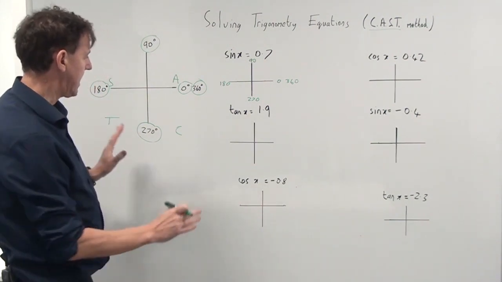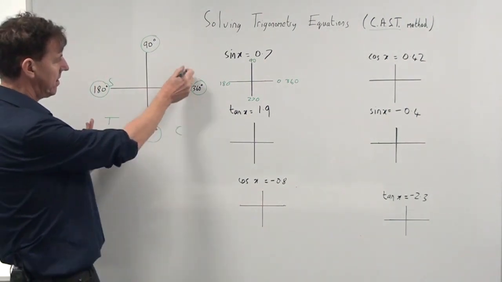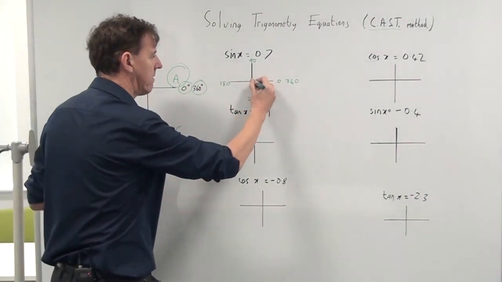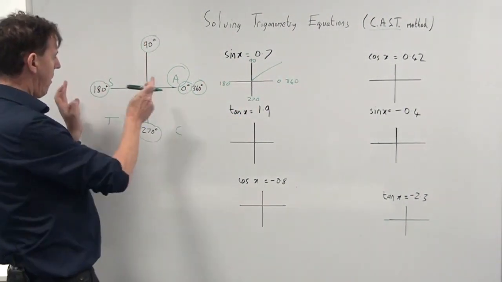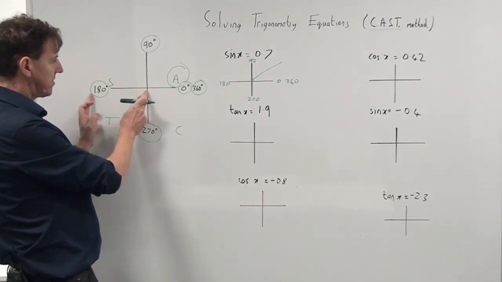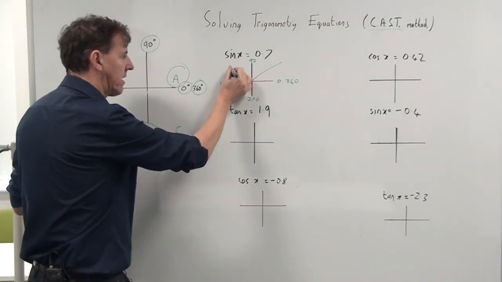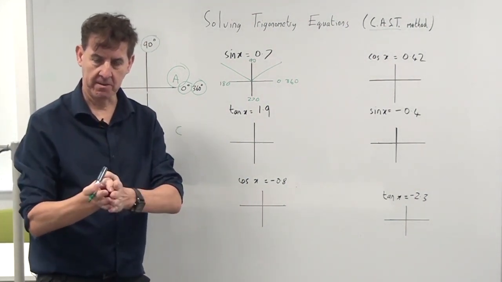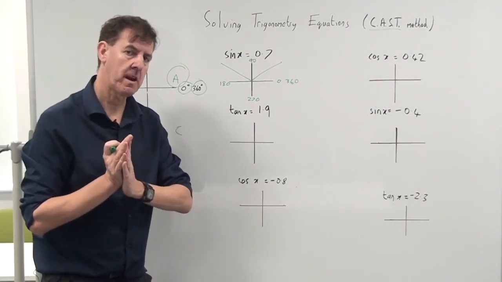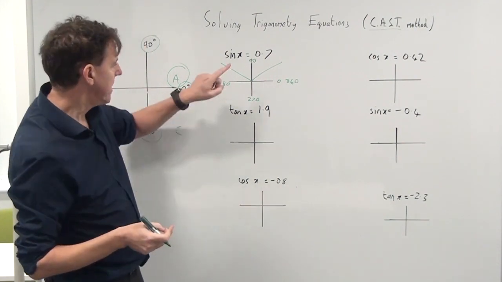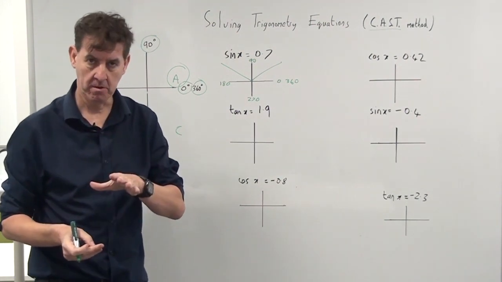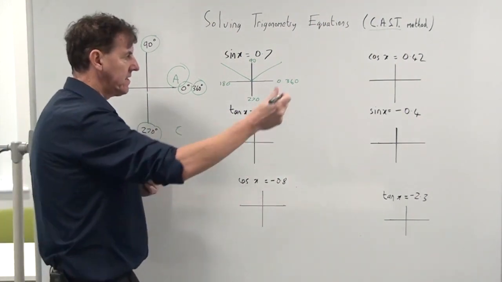So if you go back to my CAST diagram, where is sine positive? All of them are positive between 0 and 90, so I can just draw a line like that. Only sine is positive between 90 and 180, so I draw a line like that. And now I go to my calculator, just like I did when I was doing the graphical method, and I press inverse sine of 0.7, and out will come an answer.